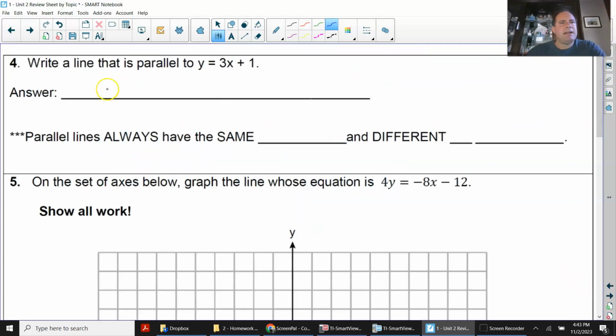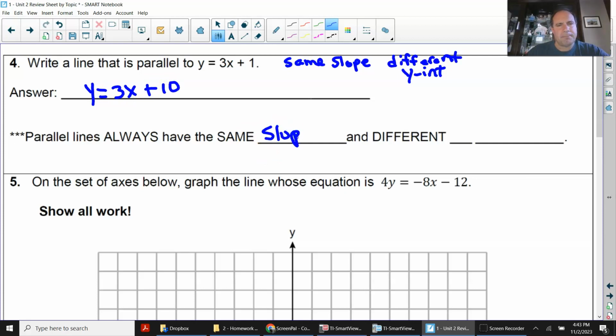All right, write a line that is parallel to y equals 3x. So you have to have the same slope, different y-intercept. Same slope, different y-intercept.